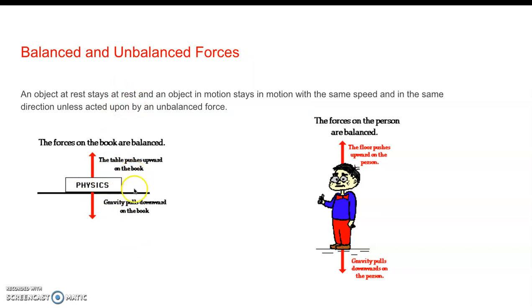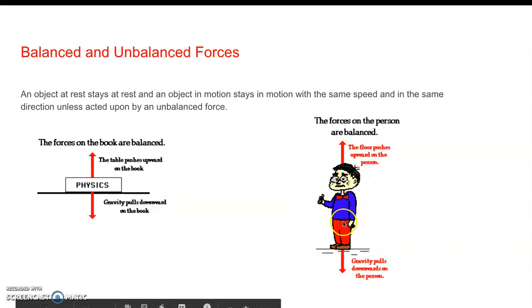If we wanted it to accelerate, if we removed the table, there'd be no force pushing back up on the book. The only force that would be there would be gravity, and the object would fall down. In fact, it would accelerate as it fell, as we've talked about with free fall. So unbalanced forces mean the object will accelerate.